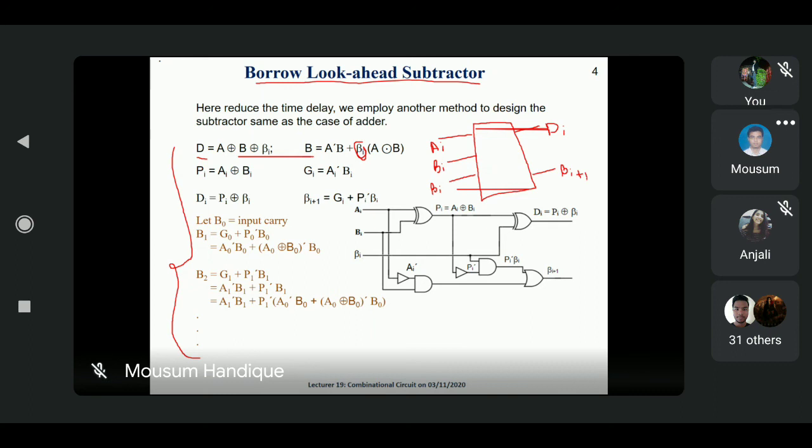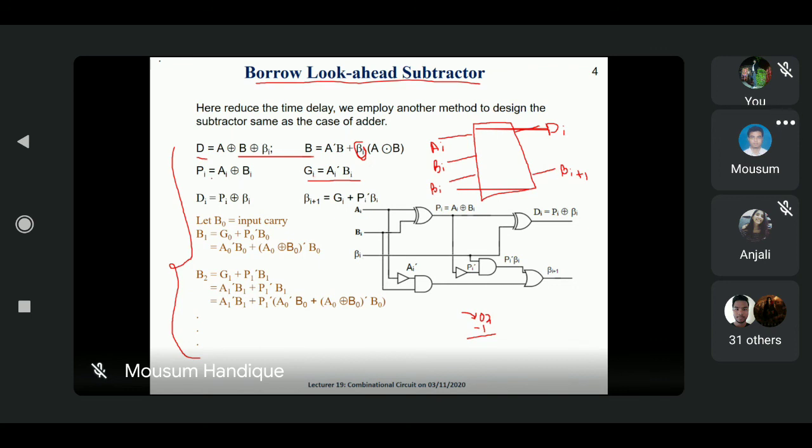Now see, you remember when we are using 0 minus 1, that time what happened? The borrow is generated. That means we can borrow from somewhere. So this one generates the borrow. Are you getting my point? So GI, if we are writing in the subtractor form, AI complement BI means this one is 0 and this one is 1. If this particular condition is satisfied, GI means borrow is generated.